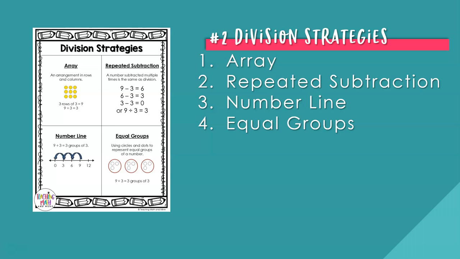And the last example, number 4 strategy that your students can use, is equal groups, using circles and dots to represent equal groups of a number. So we have 9 grouped in 3s. That's 9 divided by 3 equals 3, which is 3 groups of 3, which is 9. If you would like this resource, the Division Strategies poster, you can find it in the description of this video.